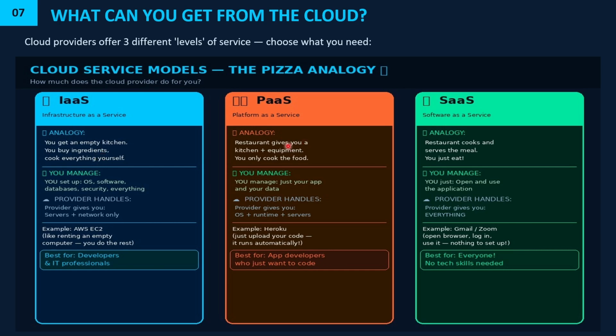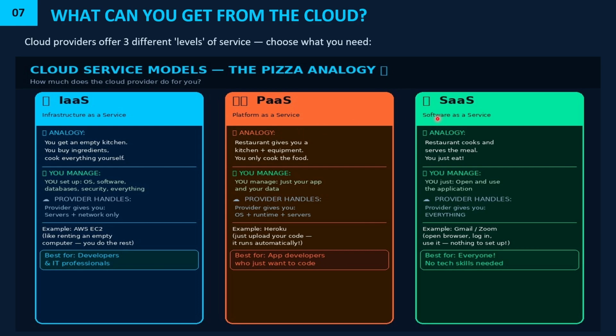But in terms of PaaS, the platform as a service, it's like a restaurant gives you a kitchen plus the equipment. You only cook the food, you have all the vegetables and everything there, you only cook the food with the equipment that you have, right? Like that, you have to upload the code to run, right? So that's about the platform as a service.